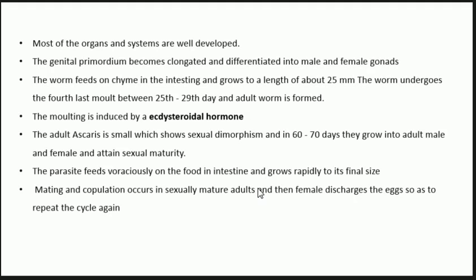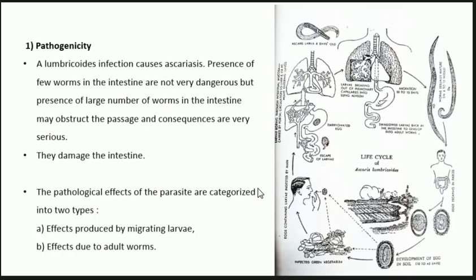Now the parasite feeds on the food and rapidly grows in size. So now they are in a nourishing environment, so they will start eating much of the food and grow in size. Mating and copulation also take place as they are sexually mature, and then the female discharges the eggs, so the cycle repeats again. So this is what happens. Now when the migration takes place, whether something happens to the humans or not, or if this Ascaris is present within your body, then what happens, that we will come to know through the pathogenicity.